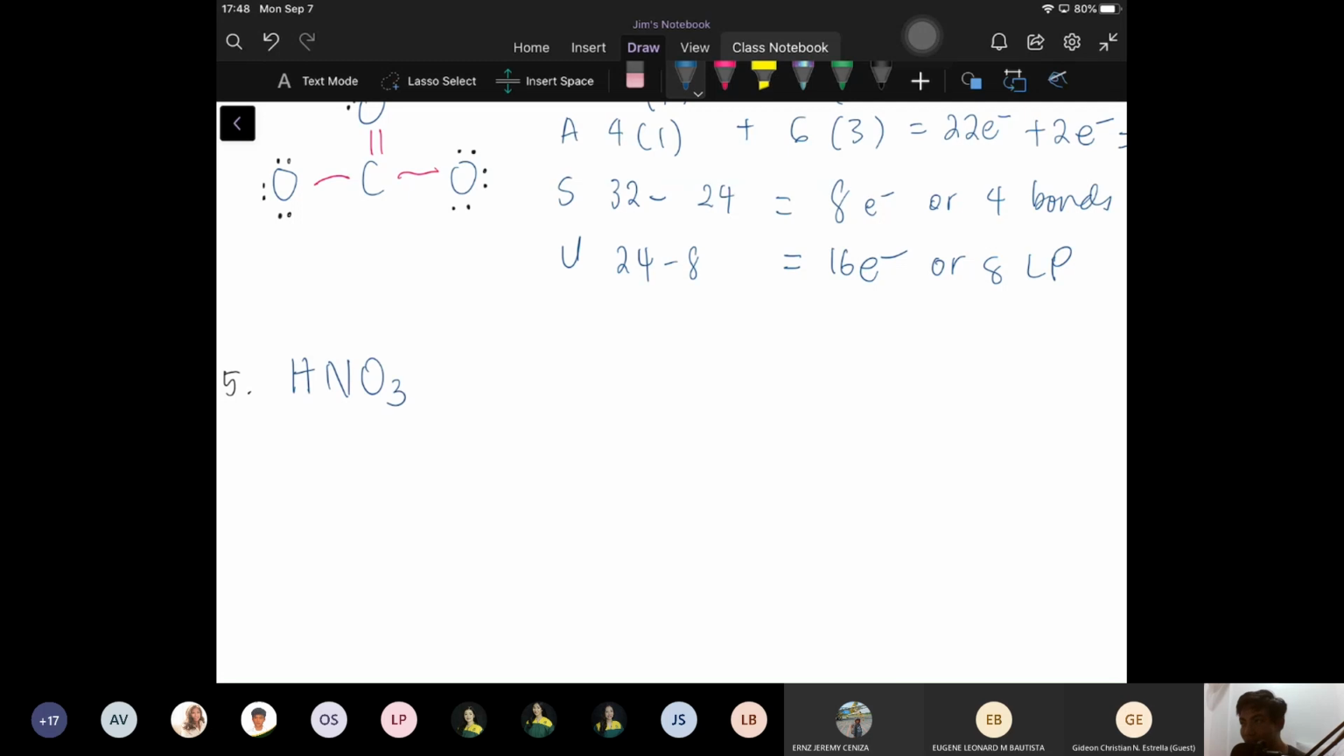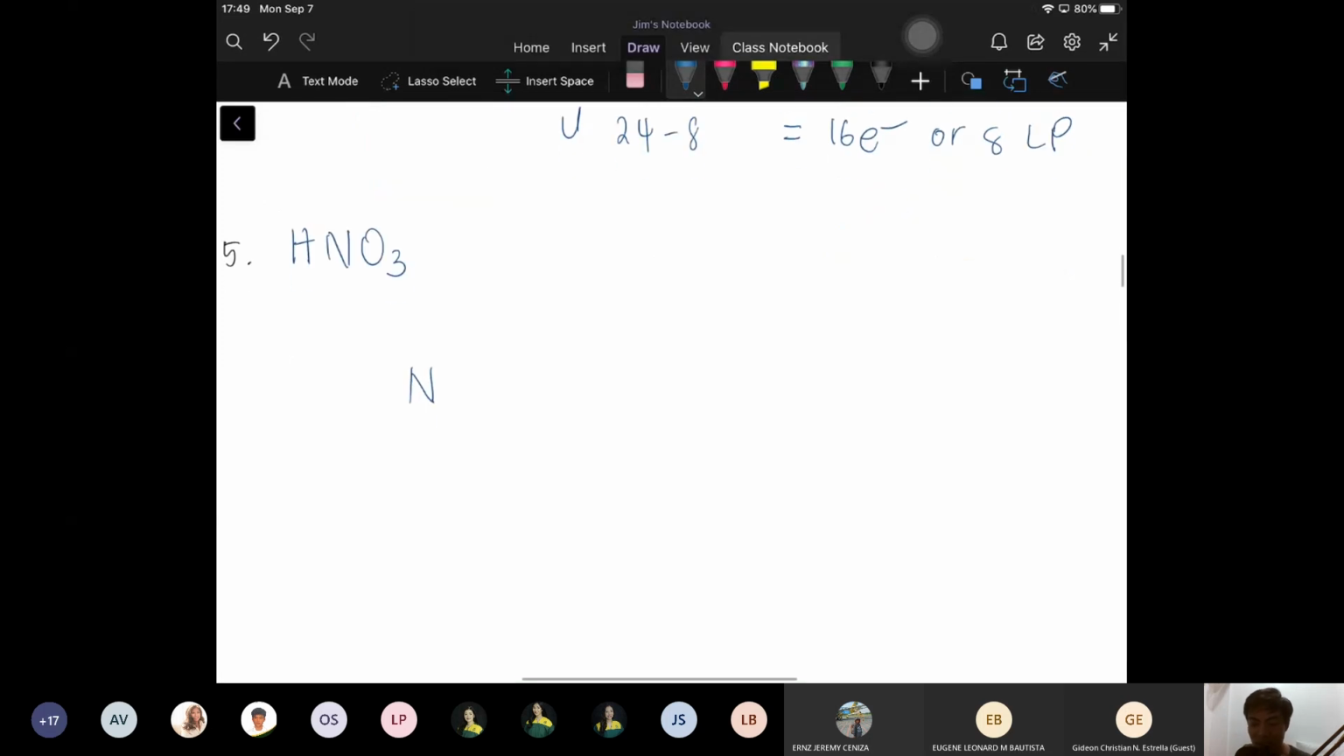HNO3 muna tayo. Okay, so nitric acid, HNO3. So what is the Lewis structure? Okay, so again, before we proceed with the octet rule, we should be able to identify which of the atoms will be the central atom. Sino kaya? Si nitrogen. Okay, so si nitrogen ang ating magiging central atom. Then anong gagawin natin? Ipapalibot natin yung terminal atom sa kanya. Okay? So sige. Well, let's do that na.